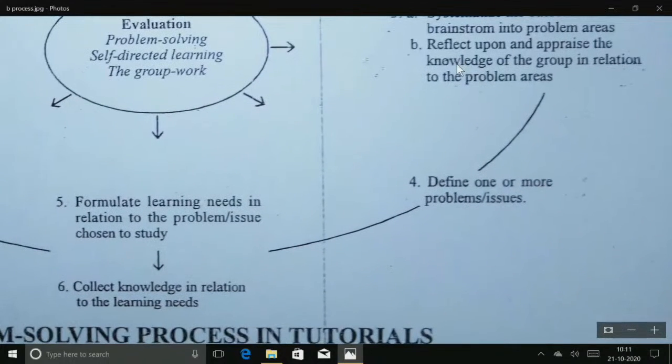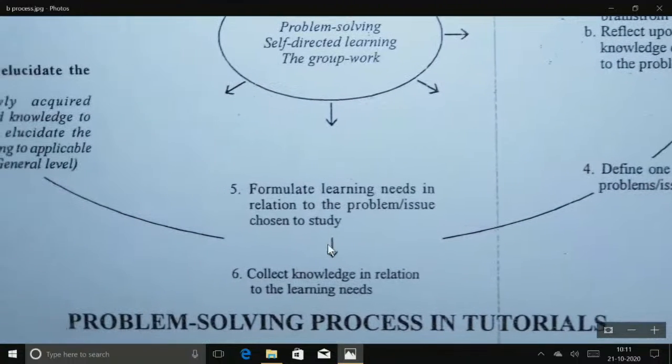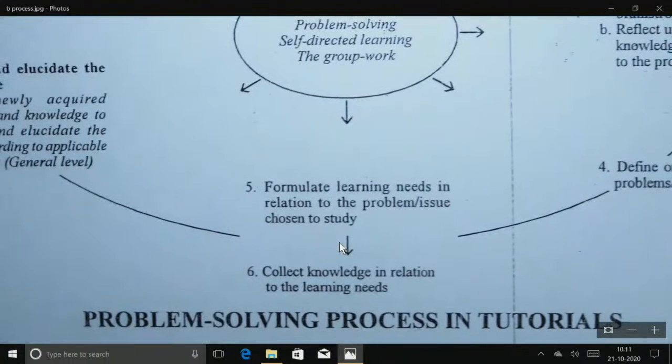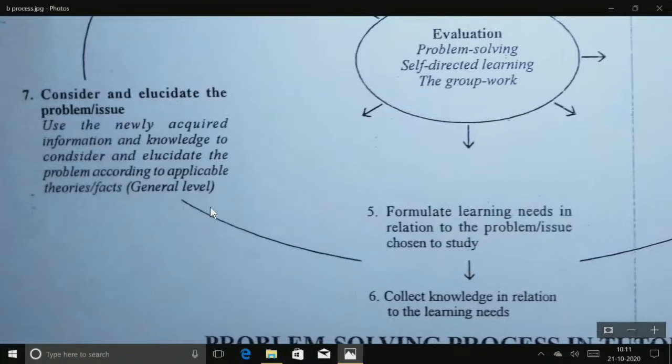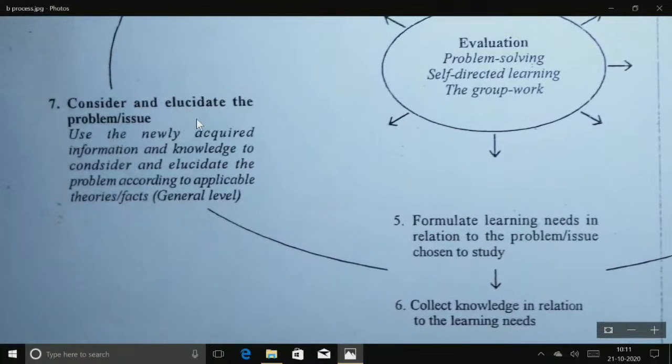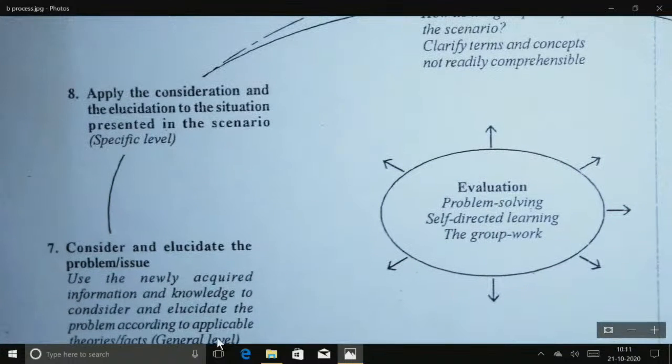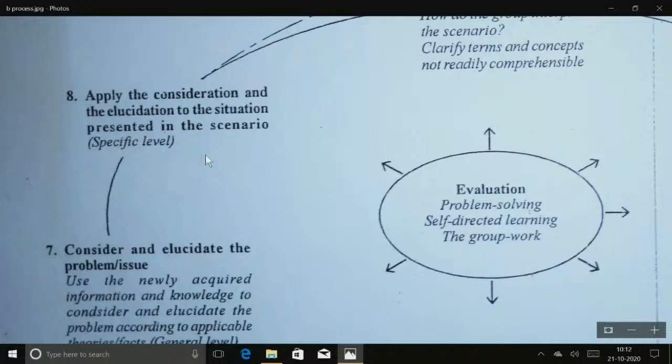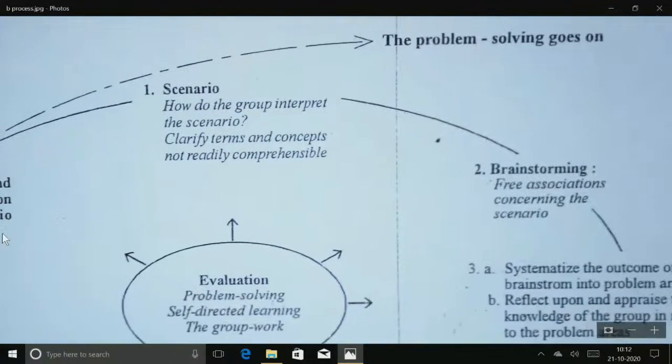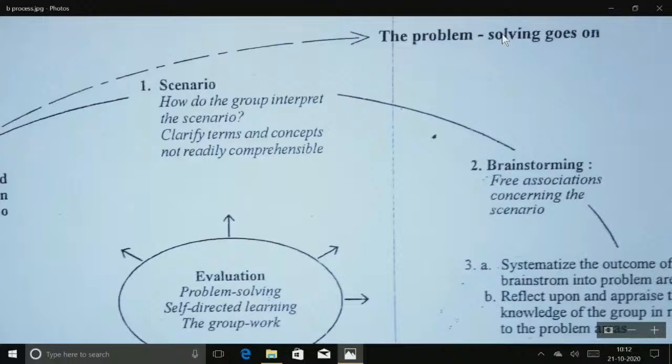Fourth step, define one or more problems or issues. Fifth, formulate the learning needs in relation to the problem or issue chosen to study. Sixth, collect the knowledge in relation to these learning needs. Seventh, consider and elucidate the problem or issues and application of this knowledge at general level. Initially at general level, then at specific level. So these are the 8 steps of problem based learning, and this way the process goes on. The problem solving goes on.